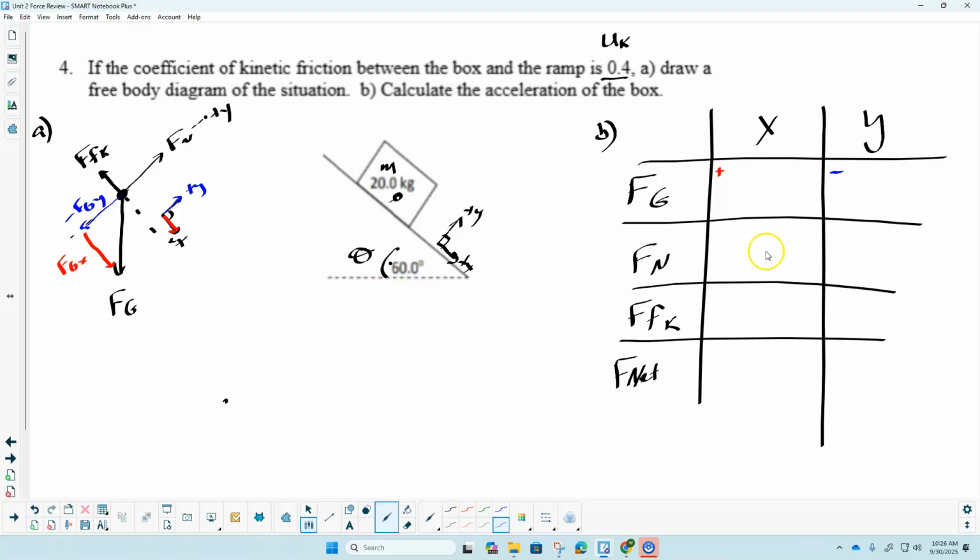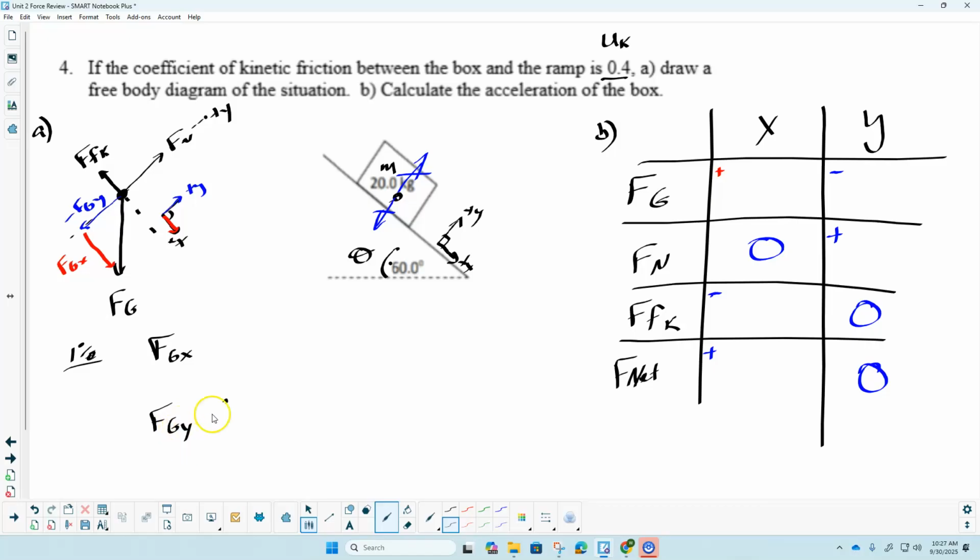Normal force is not going in the x, so that's a 0. It's positive in the y. Friction is going the opposite way to the positive direction of the x, so that's negative, and that would be 0 in the y. The box doesn't accelerate up and down off the surface, so that's going to be 0. And I would expect the box is going to slide down the ramp, so I should get a positive number for that. I can wait on that and see what happens, but it's going to turn out to be positive.